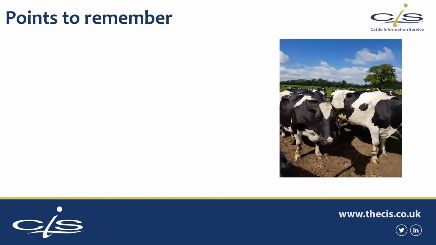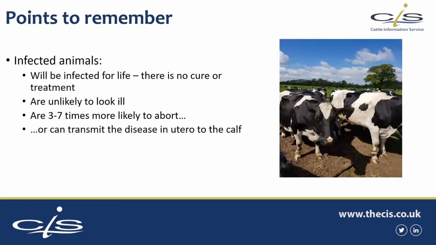The key points with Neospora are that infected animals will be infected for life. Once Neospora gets in, there's no cure or treatment, and it hides away in little cysts in the brain and in some of the muscles. And these animals, when they're infected, are unlikely to look ill at all. You can't spot them as being infected with the parasite, other than perhaps the rare occasions where you do get calves with neurological signs. The animals are unlikely to look ill even when they've just been infected. There's no sudden illness at the first time they encounter the parasite.